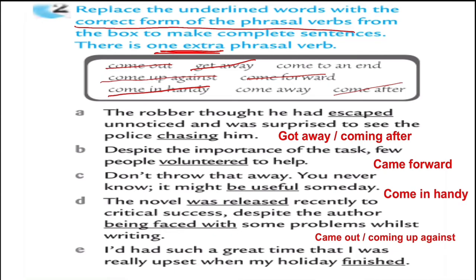Now the last one, E, I'd had such a great time that I was really upset when my holiday finished. So we have the verb finished, of course, yes, to come to an end, and this is past. I'm going to change it into came to an end, right? Very good, everyone. You're doing great so far. So let's move on to the next exercise, number 3.